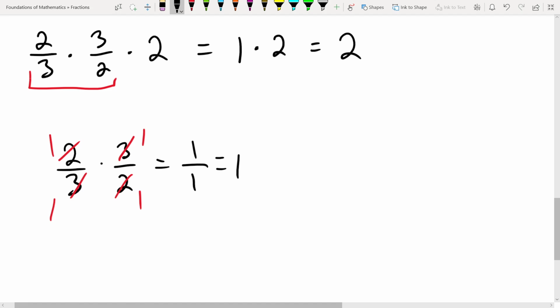Okay. That's the multiplication kind of algorithm here. Multiply the tops, multiply the bottoms, reduce, cross cancel if you can. That makes things simpler. Now let's look at some application problems.